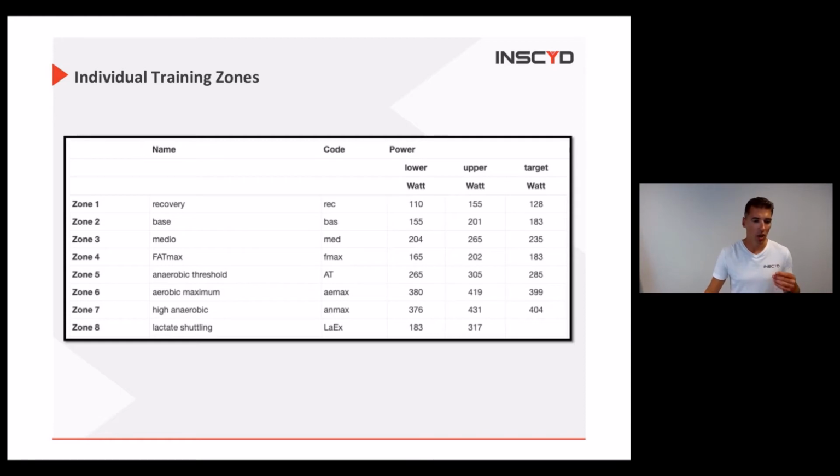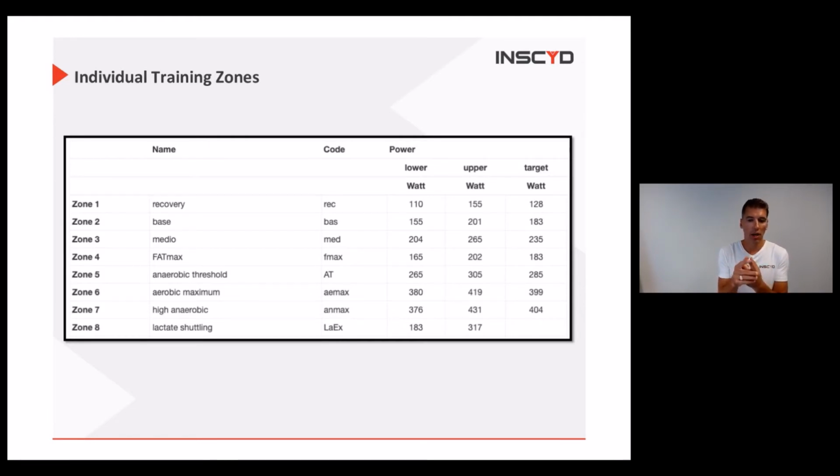At the moment, all these training zones that you see here, base, medial, fat max, threshold, aerobic maximum, high anaerobic, lactate shuttling, all these are not based on just a percentage of any number. It's not that all zones are based on the percentage of threshold or VO2 max whatsoever. No, each zone is defined by its own what we call a master metric.